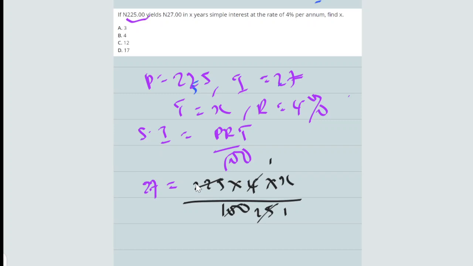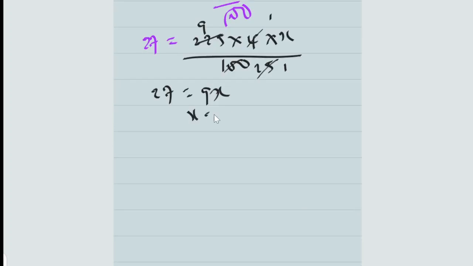If you divide, I think 5 can go into each of them. I hope you understand now. So 25 into 225, I think this should be 9. Yeah, it is 9. Then you have 27 is equal to 9x. From there, I can see that my x is equal to 27 over 9, which is equal to 3. So it means your time is 3 years.